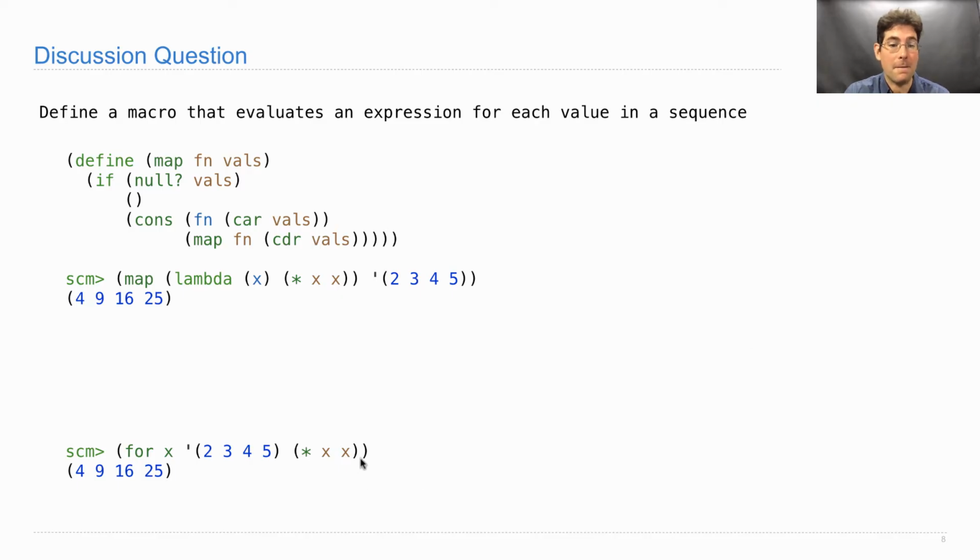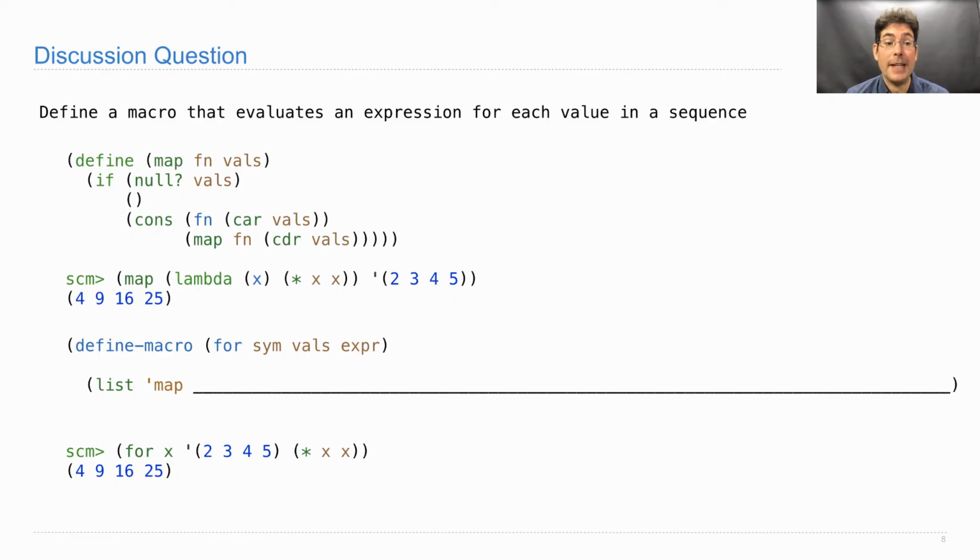So having a for expression in the language doesn't mean I can do new things. It just means it's much more straightforward to state what I want because I don't have to explicitly write out the word lambda. So defining the macro means saying what happens when you have for and then a symbol and then some values and then an expression to evaluate for each of those values.